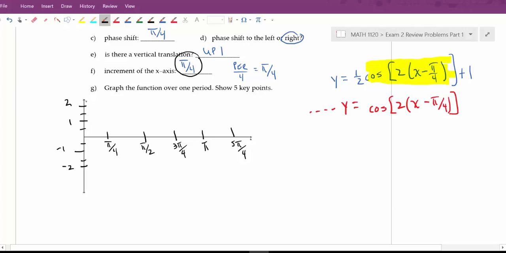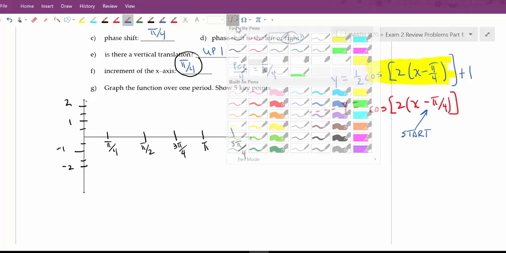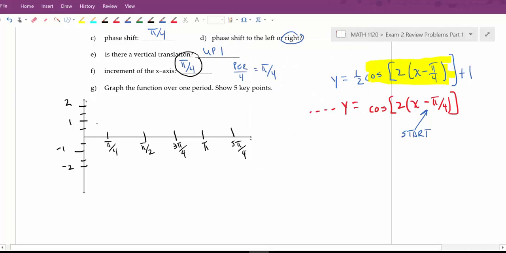Okay, so when you have a phase shift, this is real important, you want to start at that phase shift. So here's what we do. I'm going to take, lightly, the cosine. Remember, the cosine graph starts high, then goes down, hits a minimum, and so forth. Now all we're doing is phase shifting this thing to the right. So this thing moves over here.